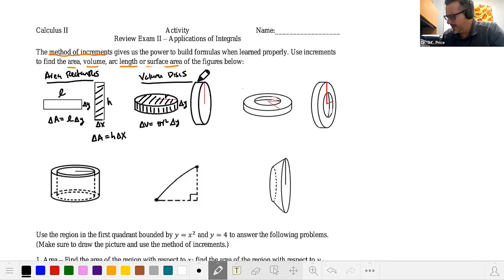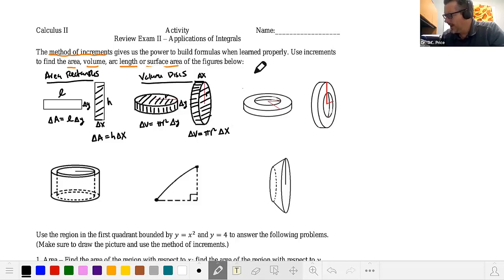And then over here, we have a small change in the horizontal, so we call that delta x. And then we call this r. And so our small change in the volume is given by this pi r squared again, which gives you the area of that circle right there. And then when you multiply it by delta x, it gives you the volume.